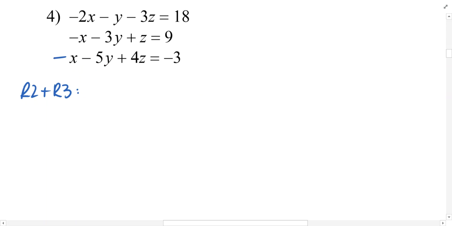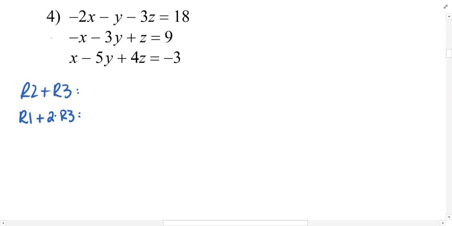But if I did combine row 3 with row 1, so if I took row 1 plus row 3, I would get pretty close. All I would need to do is double row 3. If I multiply row 3 times 2, then I'd have a 2x here that would cancel with the 2x at the top. And then again, the x's would be gone, and I'd have an equation that contained just y and z. And from there, I can then solve the remaining system of equations. So let's take a look at what that might look like.